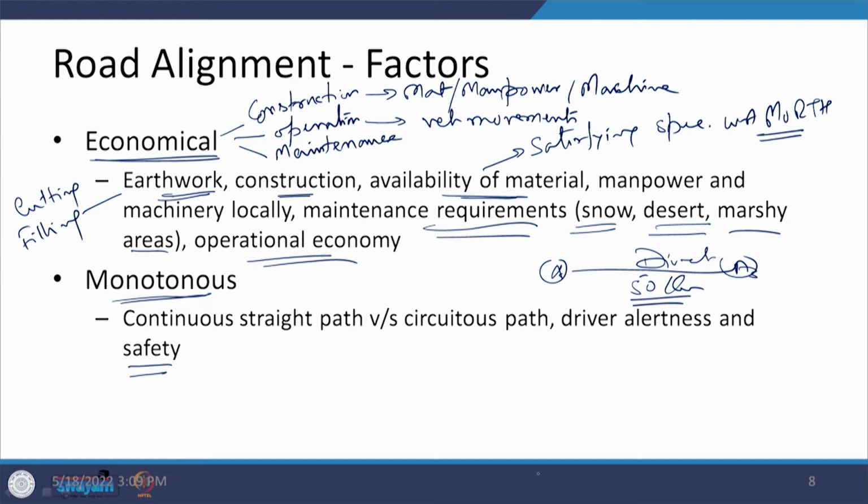And this is one of the reasons that instead of having continuous straight profiles, we try to have a combination of the straight profiles with the circuitous profiles. So, some change in direction is going to be there after certain kilometers, maybe every 3 kilometers a bit of change, then the driver remains alert and the safety is going to be maintained. So, this is another aspect which can be taken care of.